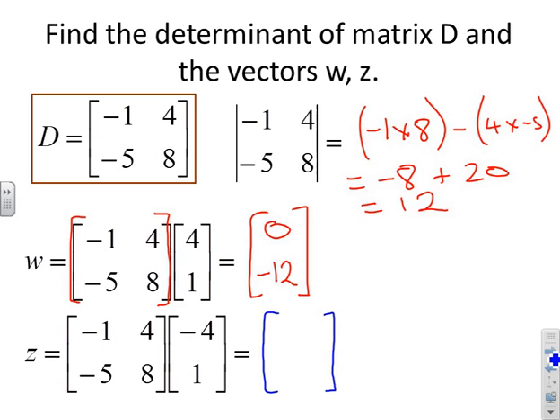So minus 1 times minus 4 is plus 4, and 4 times 1 is plus 4, so I'm going to end up with 8. And minus 5 times minus 4 is 20, plus 8 is 28. And you can see in this particular case we get a much bigger magnification.